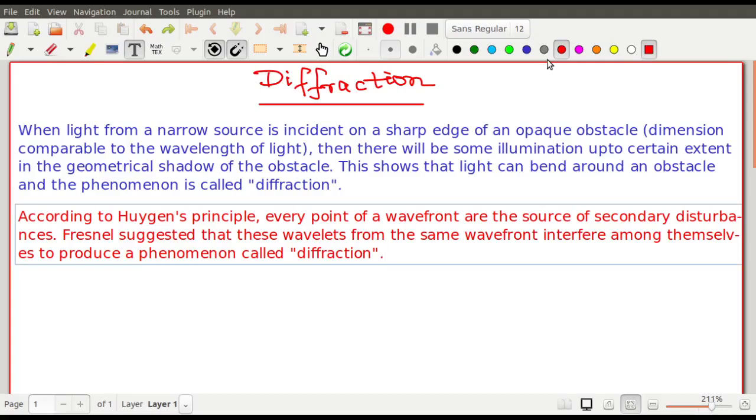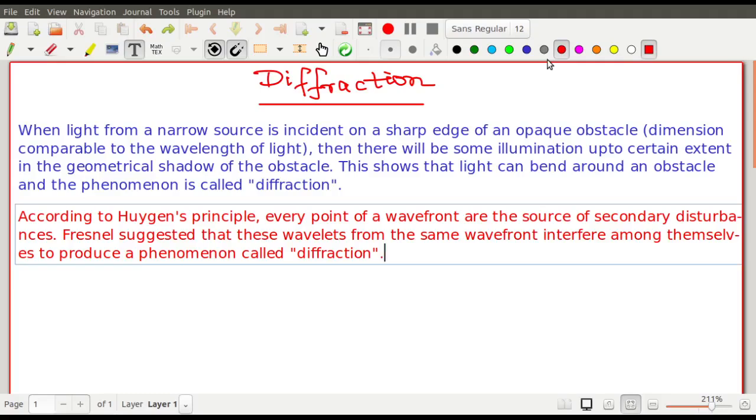Right? And Fresnel's explanation of diffraction is quite more complicated, which we will be learning after a few days. Actually, the diffraction phenomenon is divided into two different classes. One is called the Fraunhofer diffraction and another is called the Fresnel diffraction. Now, the Fraunhofer diffraction is due to plane waves, that is, the source and the screen are at infinite distances. That is the Fraunhofer diffraction, and it is much easier to study. The mathematics of Fraunhofer diffraction is rather simple.